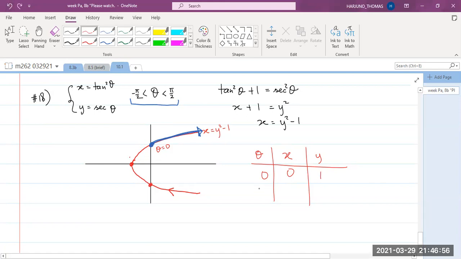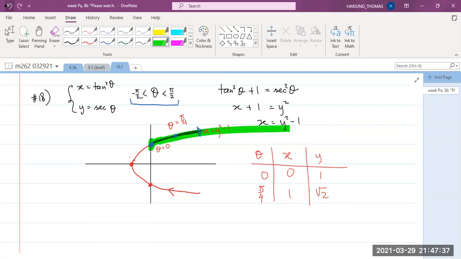Let's see when theta equals pi over 4. Where's that? Theta is pi over 4. Then x equals 1. Y is radical 2. So it's here, approximately. That's theta equals pi over 4. When theta is pi over 2, then it explodes to infinity, right? So it's basically like the graph moving this way. It's quite slow at the beginning, but it's like that.